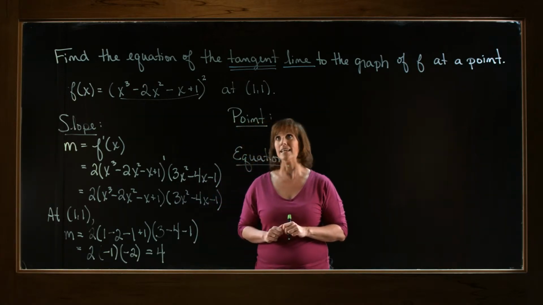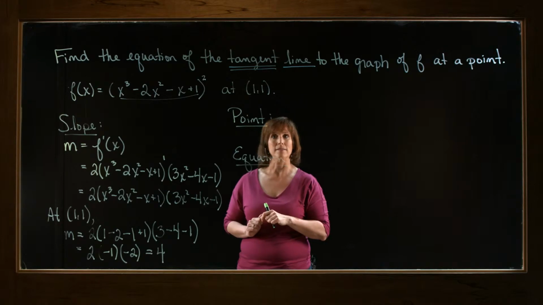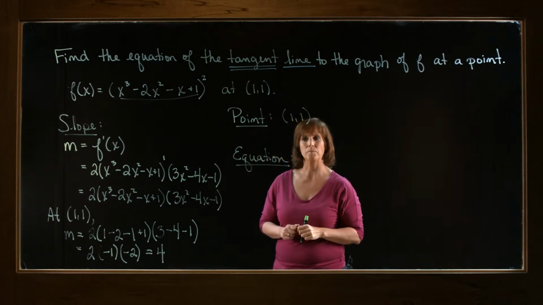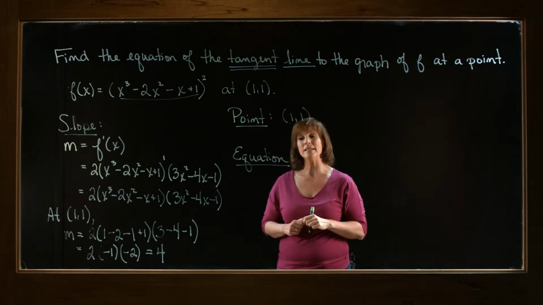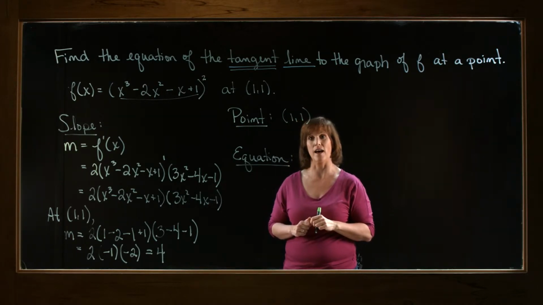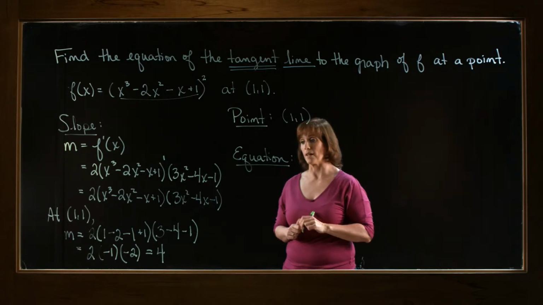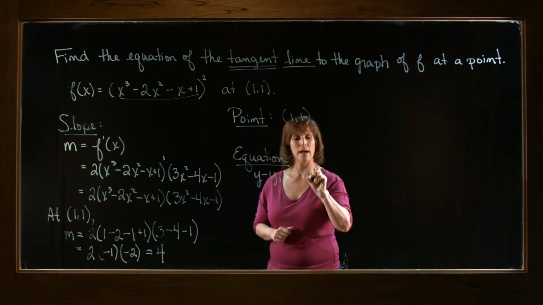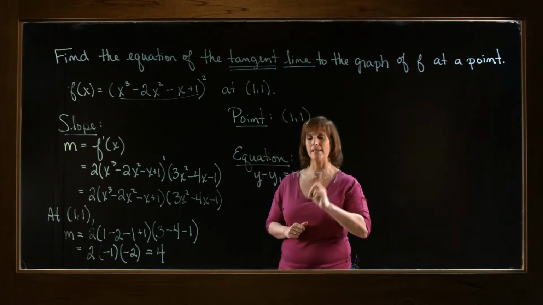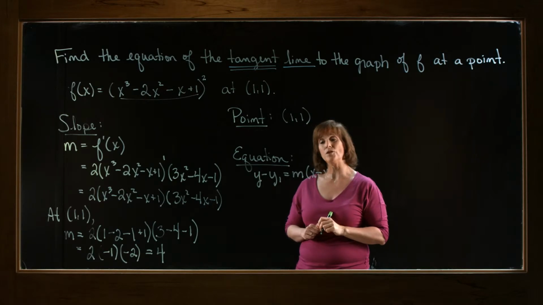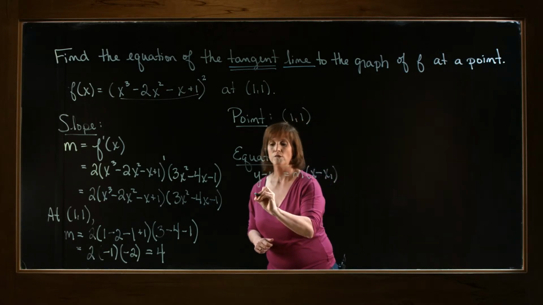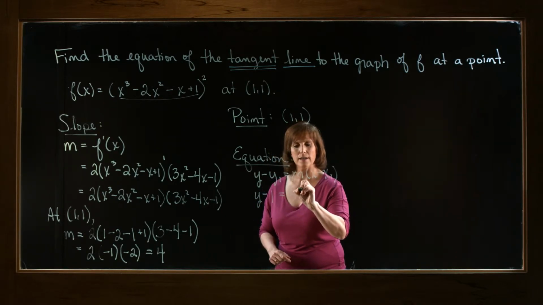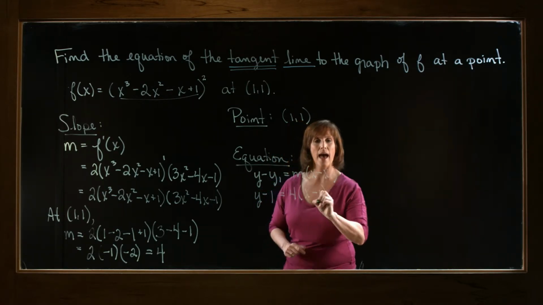The second thing I needed to get the equation of that line was the point. This was given to me, so that's easy, (1, 1). Now I need to put these two pieces together to get the equation of the tangent line. So I'm going to use my point slope formula: y minus y1 equals m times the quantity x minus x1. And now I need to substitute in the appropriate information. So y minus 1 is going to equal 4 times the quantity x minus 1.